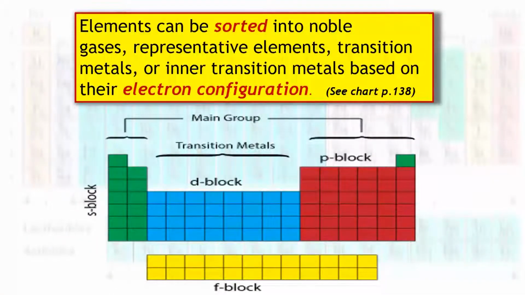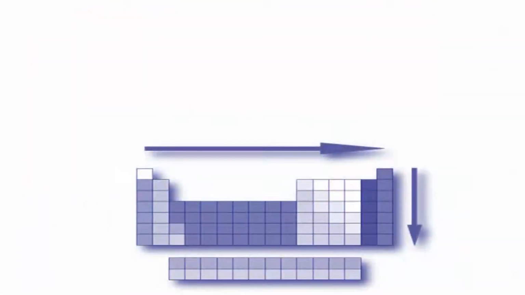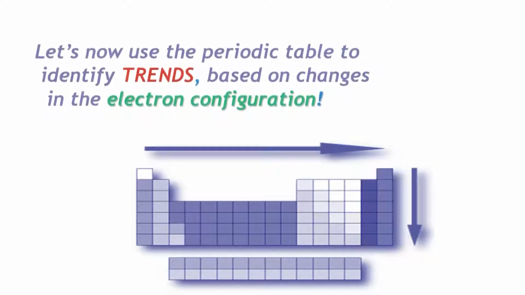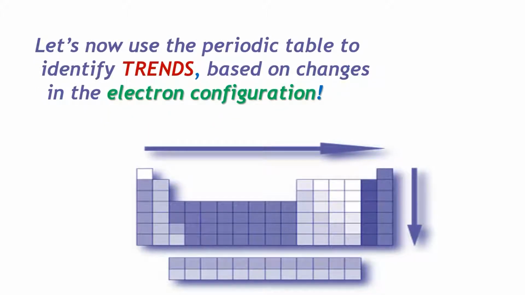Now, elements can be sorted into noble gases, representative elements, transition metals, or inner transition metals based upon their electron configuration, as previously taught, and you can see this emphasized in your textbook in the chart on page 138. Now what we're going to do is look at the way that certain properties tend to change in the periodic table as we go left to right or as we go up and down. And the changes in these properties, which we call periodic trends, are based upon changes in the electron configuration of those elements.